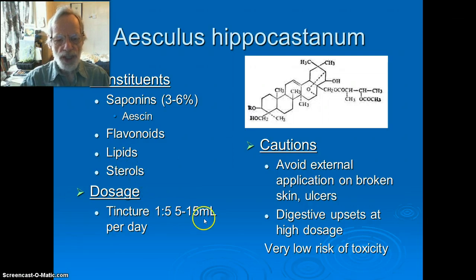So dosage, a slightly lower dosage, 15 mils tops. If you have too much, then you can get digestive upsets. It can be quite excoriating for the gut. And avoid it externally if there's broken skin or ulcers, because remember that saponins can be hemolytic. Nevertheless, there's a very low risk of toxicity from Aesculus if used properly.